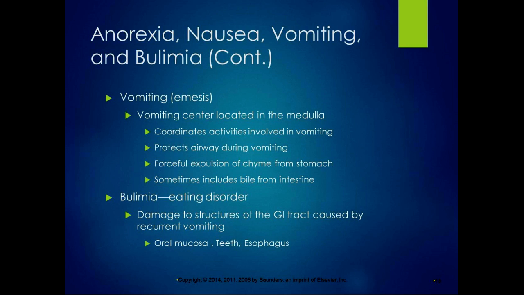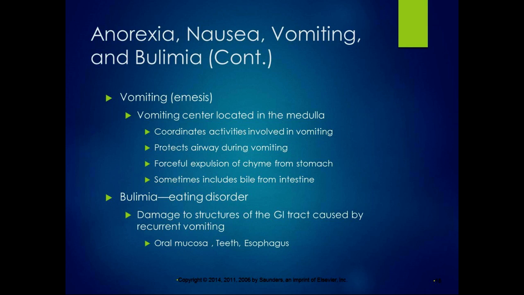Vomiting, another word for vomiting is emesis. We have a vomiting center that's located in the medulla, which is in the brainstem. It coordinates the activities involved in vomiting. And really the thing that has to be coordinated is protecting the airway so you don't aspirate whatever is being forcefully expelled from your stomach. Sometimes what's being expelled includes bile from the intestine. So we have to have these neural coordinations to keep the emesis from getting in our airway and aspirating that.